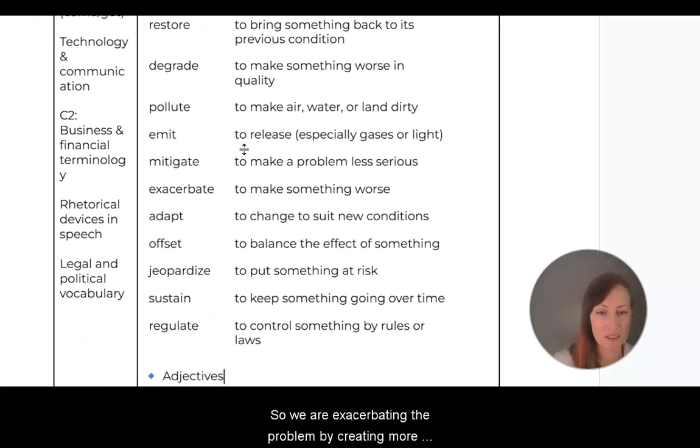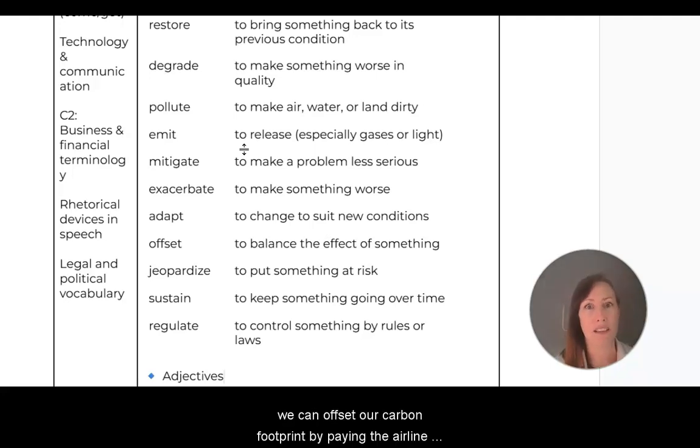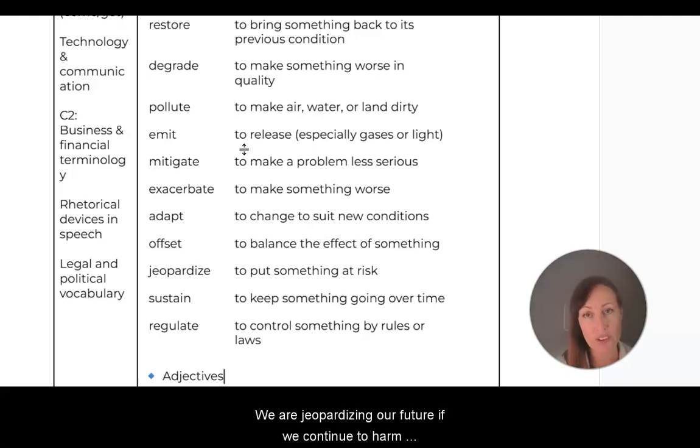So we are exacerbating the problem by creating more plastic products. To adapt, we know, and we need to adapt to our environment. To offset is to try to neutralize or balance the effect. For example, when we fly, we can offset our carbon footprint by paying the airline to do it, for example. To jeopardize is to put at risk. We're jeopardizing our future if we continue to harm the environment.